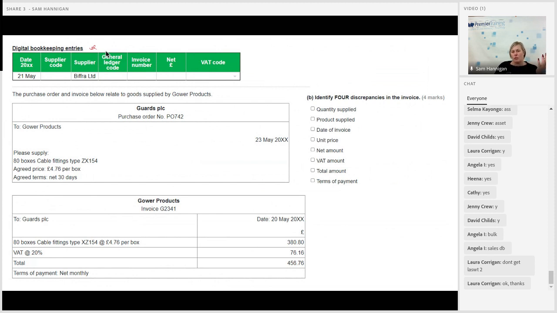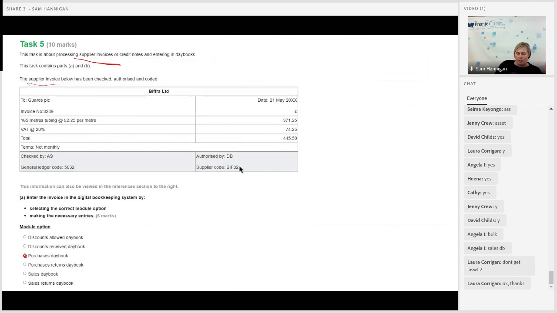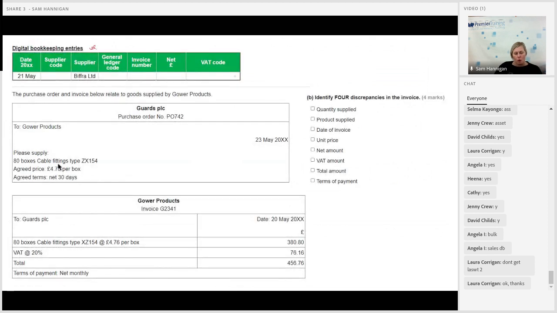When you're using Sage, for instance, all your customers and suppliers have a unique account number. On this one, the supplier account code is BIF32 and the general ledger code they post it to is 5032. I know because I work on these types of accounts that a 5000 code is a cost of sale. So it's an expense, but something they need to produce what they do. So you put the supplier code in as BIF32 and the general ledger code as 5032, and straight away you've got some marks for that.